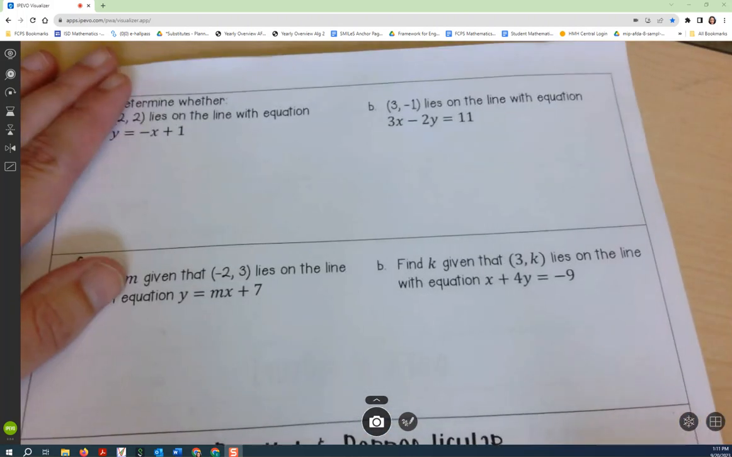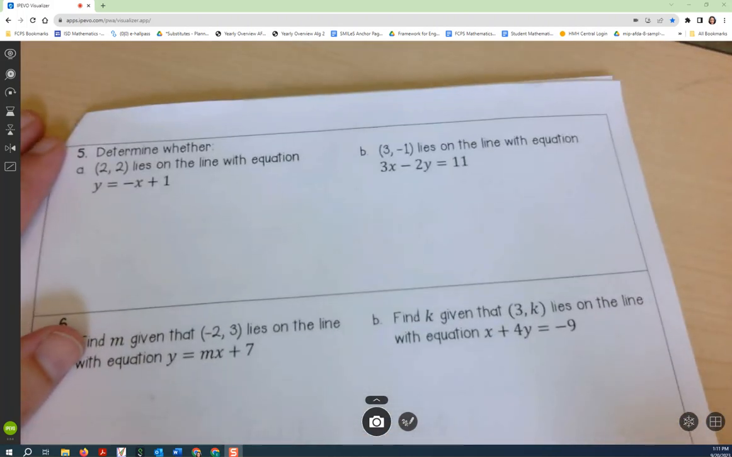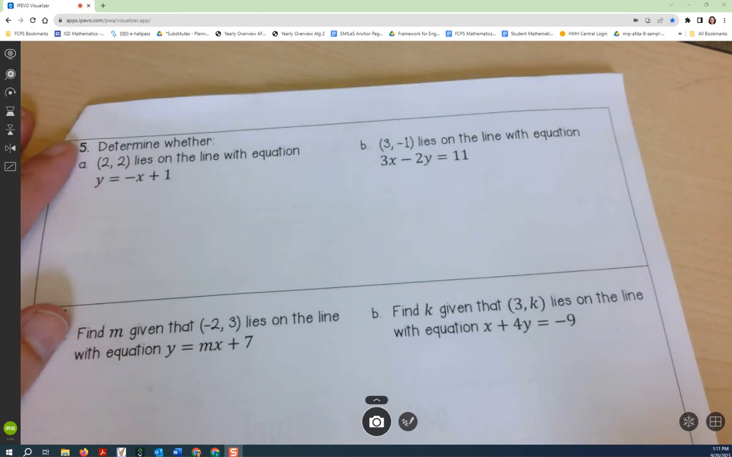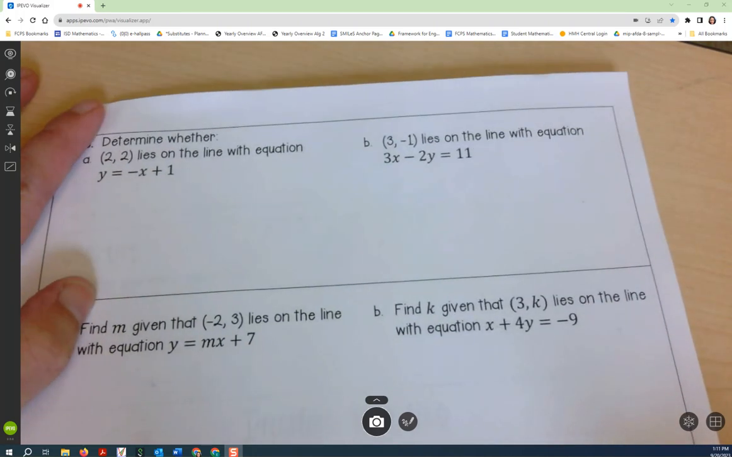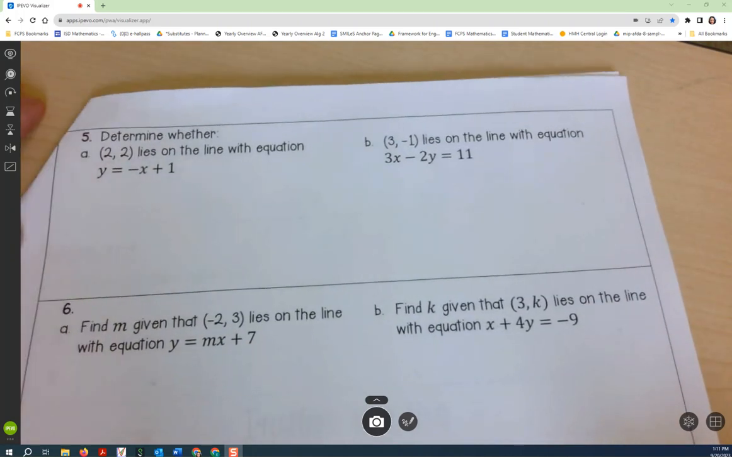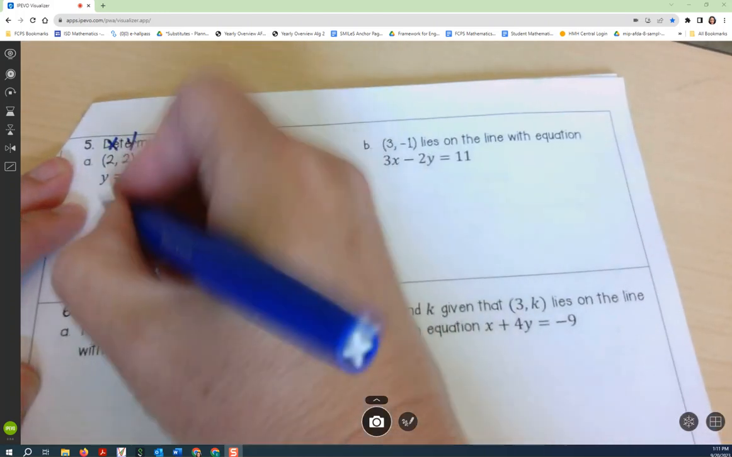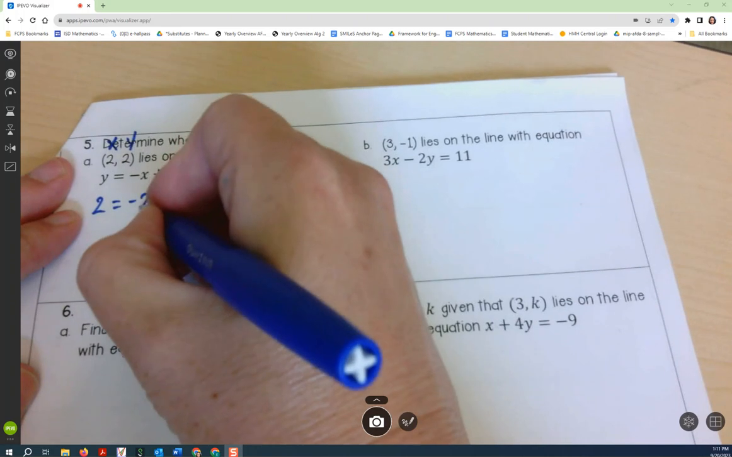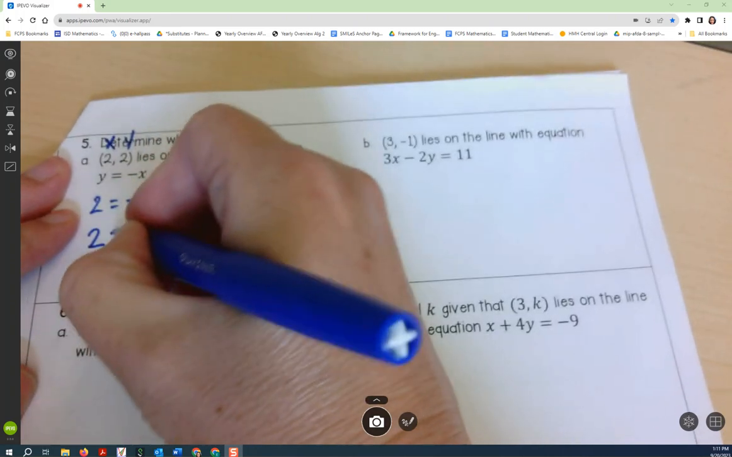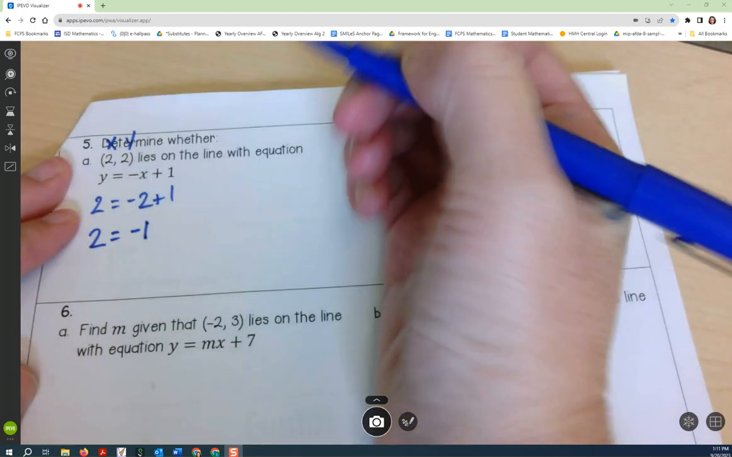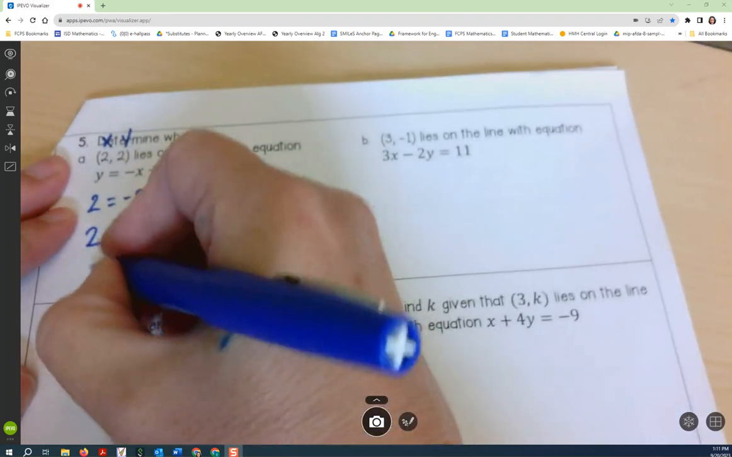All right. So back here, we're just going to be substituting the point values for x and y. You can take a moment to try it before listening. Okay, so of course this is my x and this is my y. So I have 2 equals negative 2 plus 1. 2 equals negative 1. That is not true, so this point is not on the line.